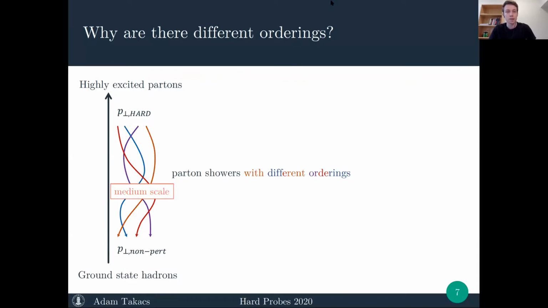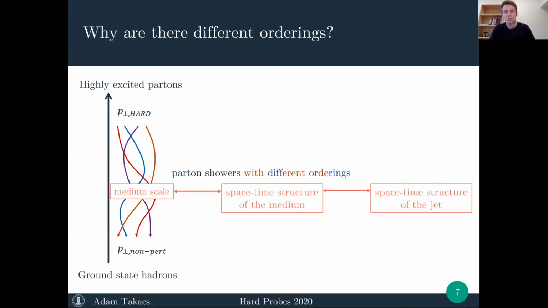Moreover, in our case, this medium scale is not only a momentum scale, but it also has a physical space-time boundary, like the size of the medium. Therefore, it can give some hint for the space-time structure of the jet, just like what we heard in the previous talks. Moreover, just as a short note, this question is also relevant in vacuum physics, where the intermediate scale can be something else.